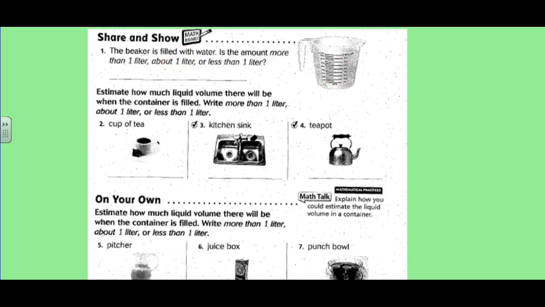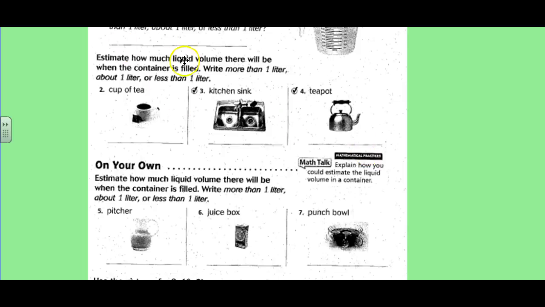But we are going to go to these next pictures. It says estimate how much liquid volume there will be when the container is filled. So when you're looking at these, the cup, both sides of the sink, and the teapot, if you were to fill these completely full with water, would they have more than 1 liter of water?